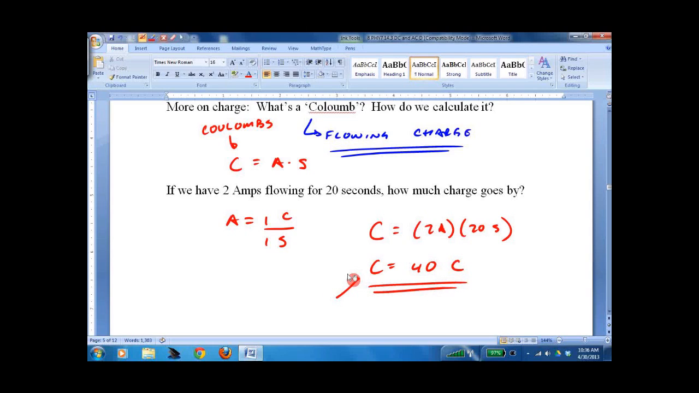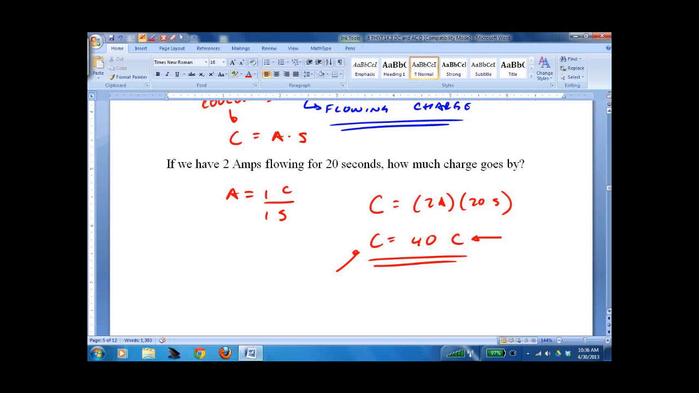Notice they're both C. Very annoying. Coulombs and charge are the same thing. That's it. Simple math. Lots to absorb here. Go do some problems. Good luck.